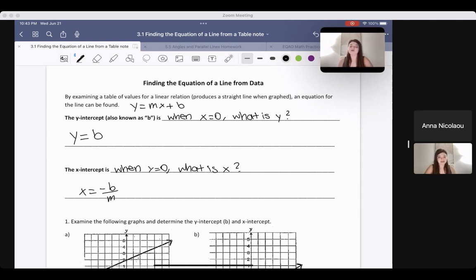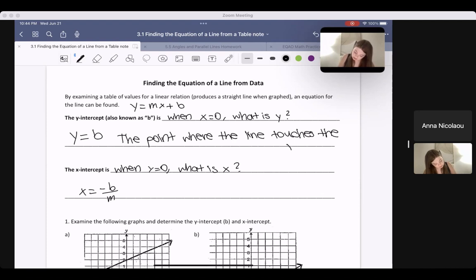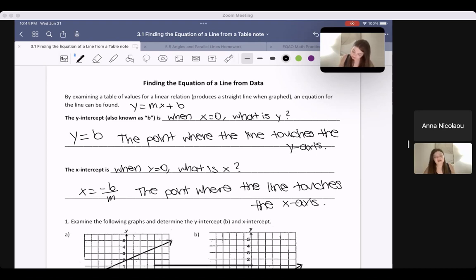Now, what about graphically? Graphically, the y-intercept is the point where the line touches the y-axis. And then the x-intercept is the point where the line touches the x-axis. Good.